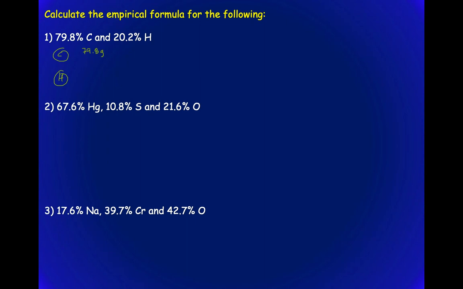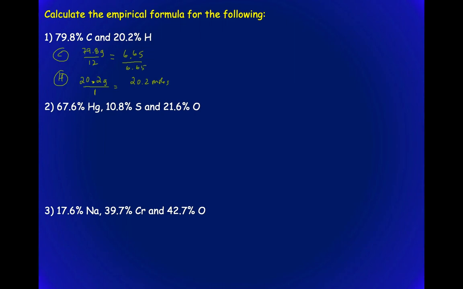So we'll take 79.8 grams of carbon divided by 12. We'll take 20.2 grams of hydrogen divided by 1. Remember, we're not dividing by 2. This is not diatomic. We're talking about hydrogen itself. This one's easy. We get 20.2 moles. And then 79.8 divided by 12 for carbon is 6.65 here. Now of course the smallest mole is the 6.65.